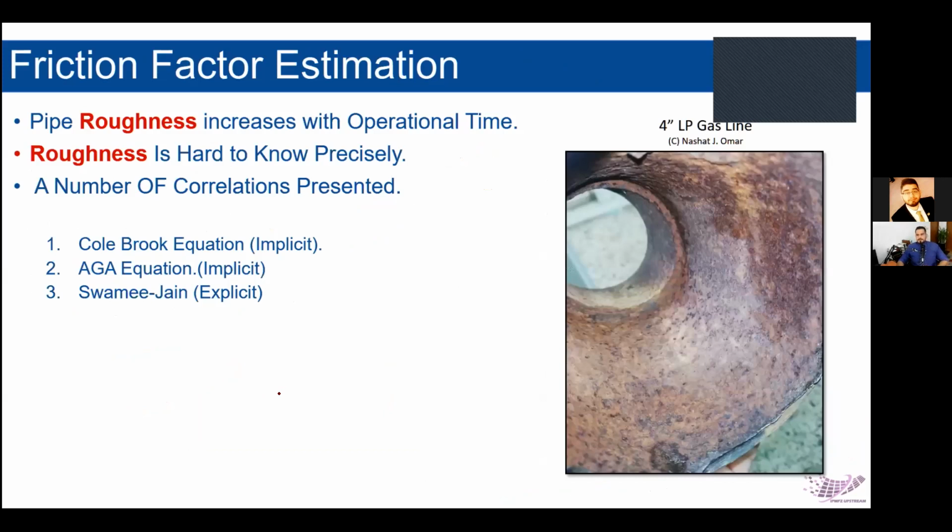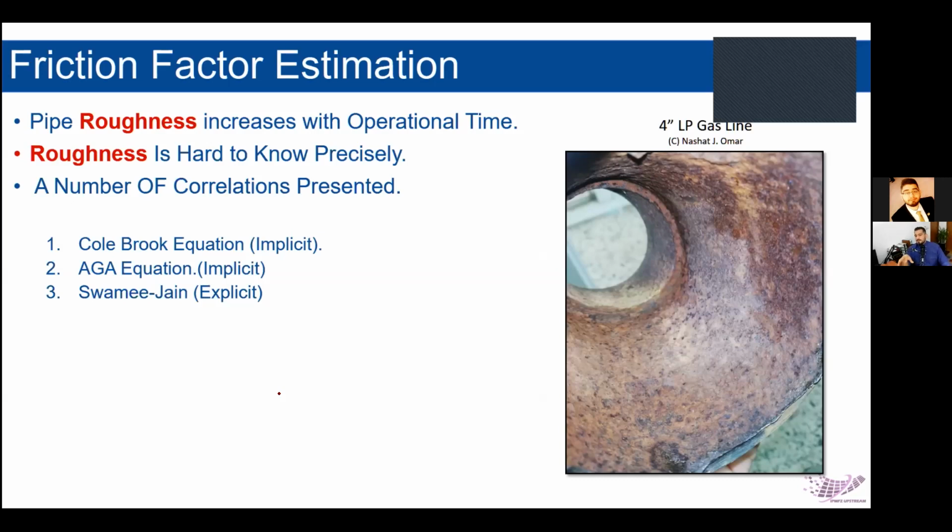On the picture on the right-hand side, I took this picture. This is a 4-inch gas pipeline. This was in service for 45 years, and then it was cut out of service. This pipe is a carbon steel pipe, 4-inch inside diameter, and you can see the corrosion that happened inside the pipe. Actually, it's not the corrosion I care about. You can see how much roughness has been added to our pipes.